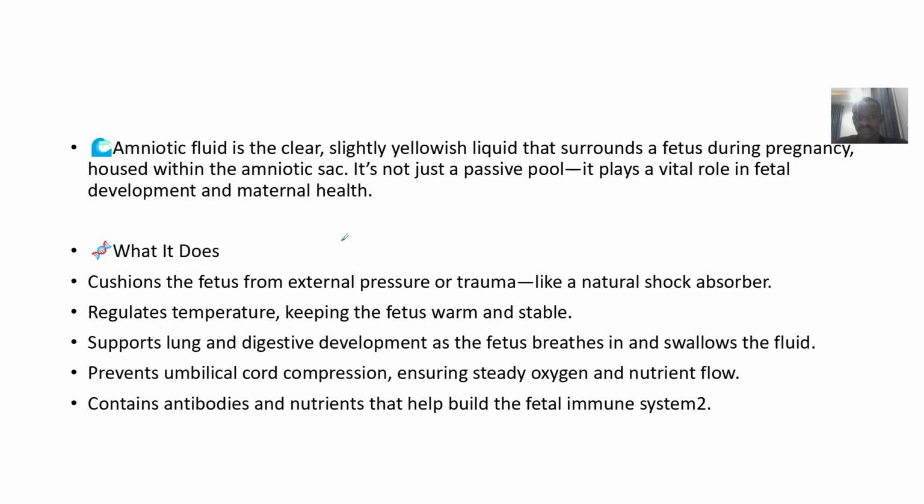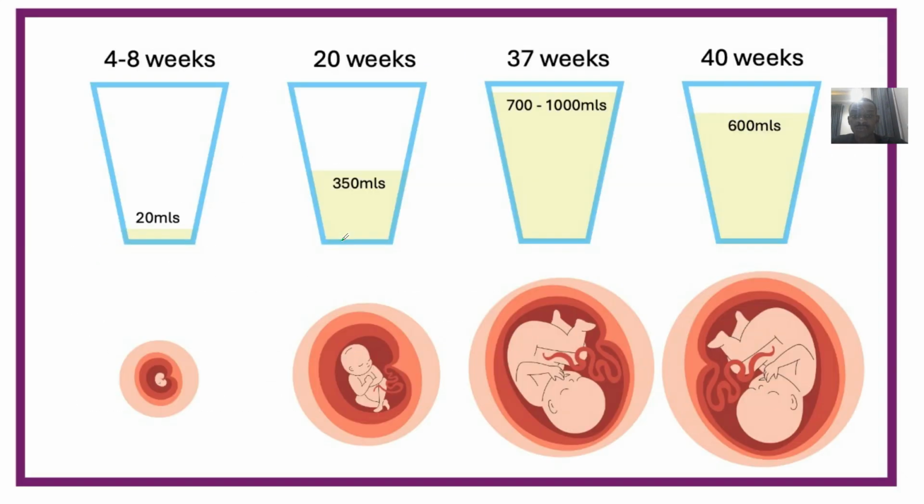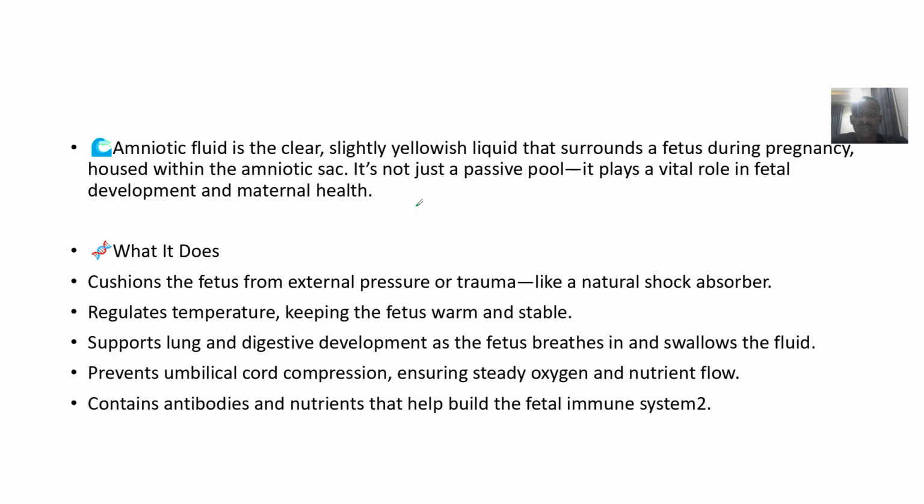So amniotic fluid, you should just know, is a clear, slightly yellowish fluid that surrounds the fetus during pregnancy. From the definition, that means anytime you see an amniotic fluid having a different color from what we described, there's an abnormality. So there are various things that can help you know if a pregnancy is going on rightly or not.